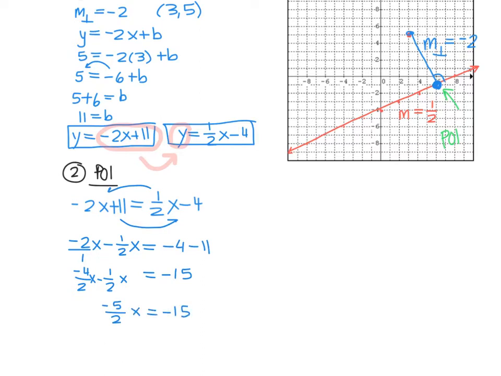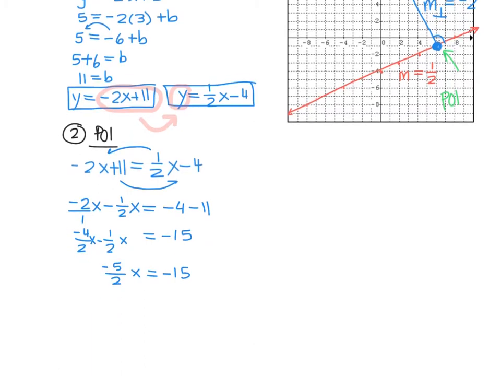Now you can divide both sides by negative 5 over 2, which really means you're multiplying both sides by 2 over 5. You can show it however way you would like, or if you'd like, you can get your common denominator right now, or you can do some cross multiplication. The choice, again, is yours. It depends on what you like to do with fractions. So I personally, I'm just going to cross multiply here.